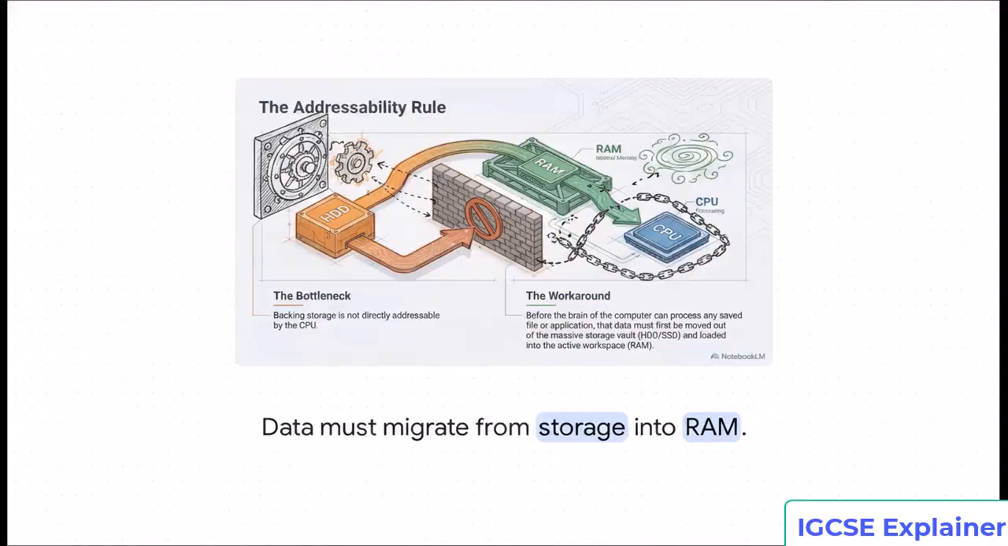To resolve this strict bottleneck tension, the system relies on a very specific workaround. Before the brain of the computer can process any saved file or application, that data must first be moved out of the massive storage vault and loaded into the active workspace. It has to migrate into the RAM waiting room, if you will. Only once the data is sitting safely in RAM can the CPU actually reach in, fetch it, and process it.